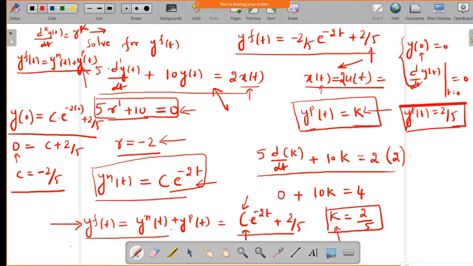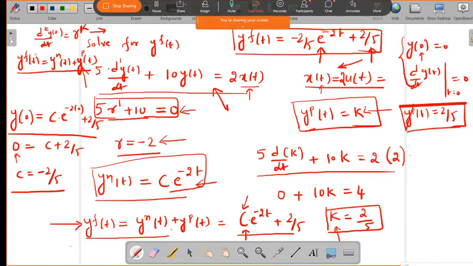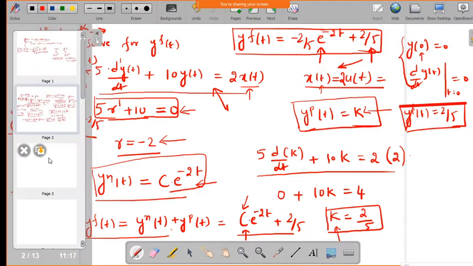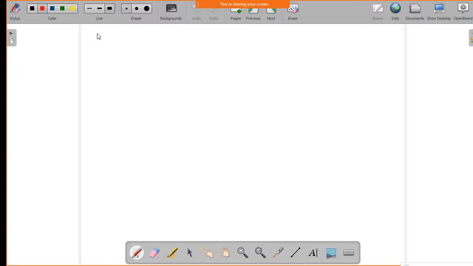So, this is the particular solution and this is the natural response. This is the total complete forced response of the system. Is it understood? Any doubt? Hello? No, sir.